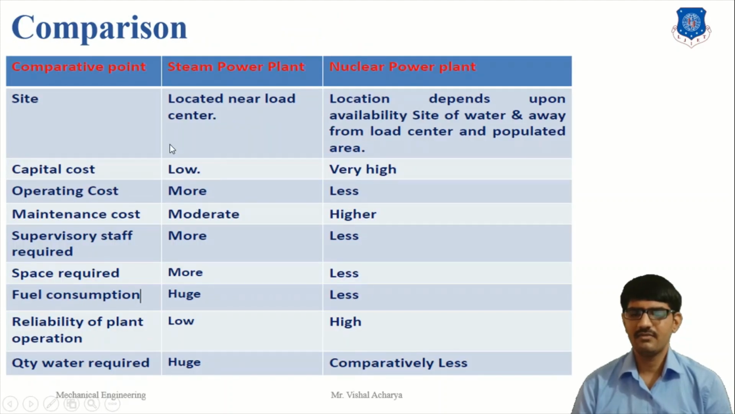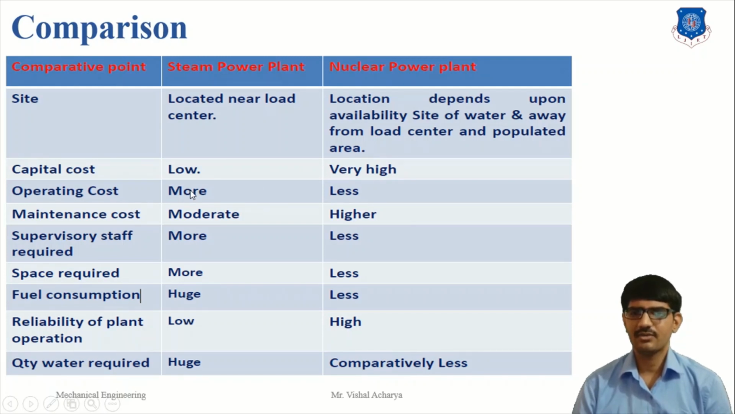Here is the comparison of the steam power plant and the nuclear power plant. First criterion is site. The steam plant is located near the load center. For the nuclear plant, location depends upon the availability of site and water, away from the load center and populated area. The capital cost of the steam plant is very low. For the nuclear plant, capital cost is very high because safety features and technologies are more important.